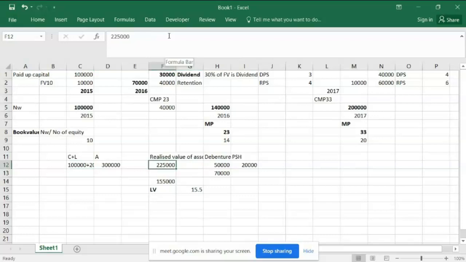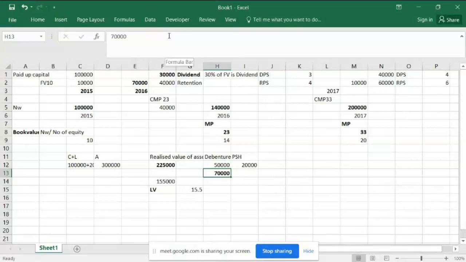The realization value is given here after deducting the depreciation, or the market value of such assets in the market. It is 2,25,000 rupees. Out of this, the debentures issued by the company are 50,000 rupees, and the preference capital collected from the market is 20,000 rupees. Together, the value of creditors comes to 70,000 rupees for the company.